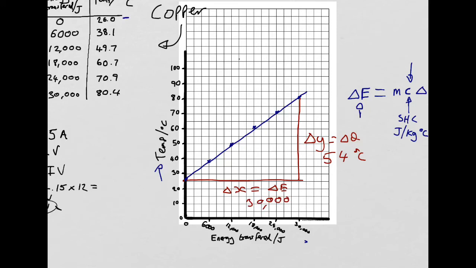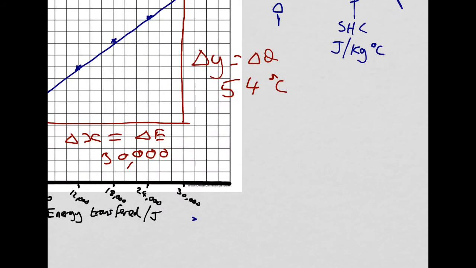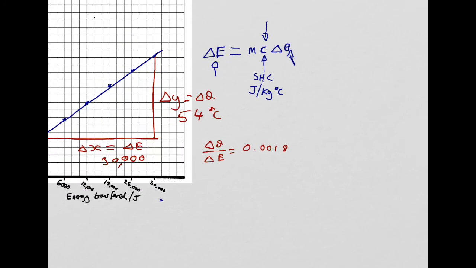Okay, so let's divide them together. That's delta theta divided by delta E. We get what do we get? So we get 54 divided by 30,000. Okay, and that's going to give us 0.0018. Okay, now what quantity does this represent?